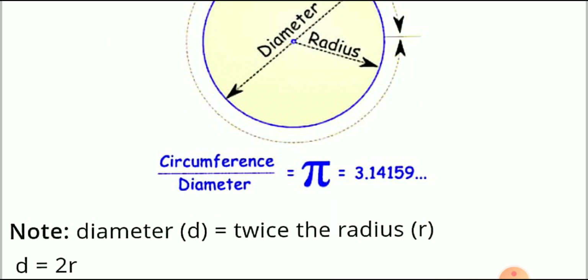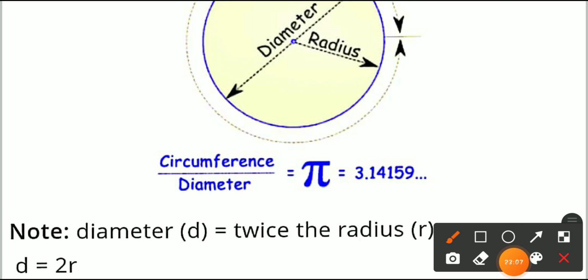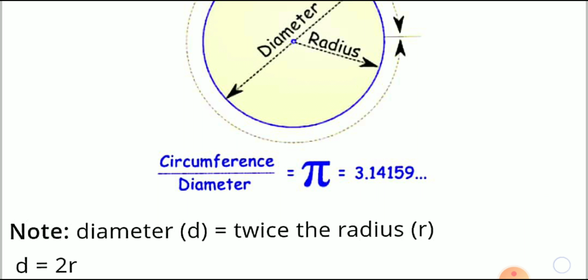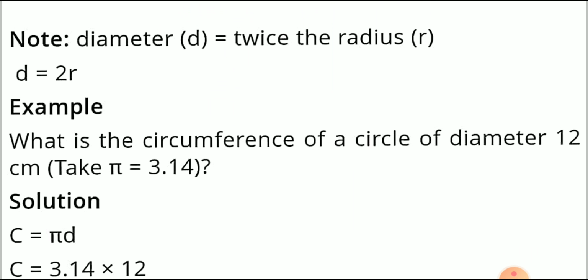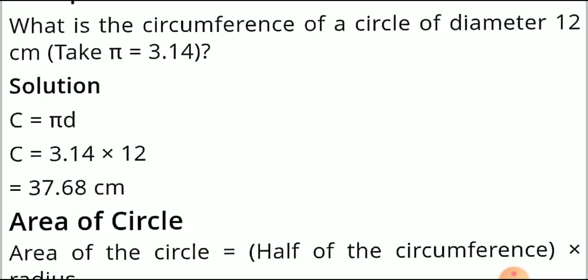Here the value of the circumference we can calculate like this. I told you pi is an irrational number, so it continuously goes on and the decimal never ends if you divide it, and every time you will get different numbers. The diameter is twice the radius, 2r. So what is the circumference of a circle of diameter 12? To calculate this, 3.14 multiplied by 12 equals 37.68.